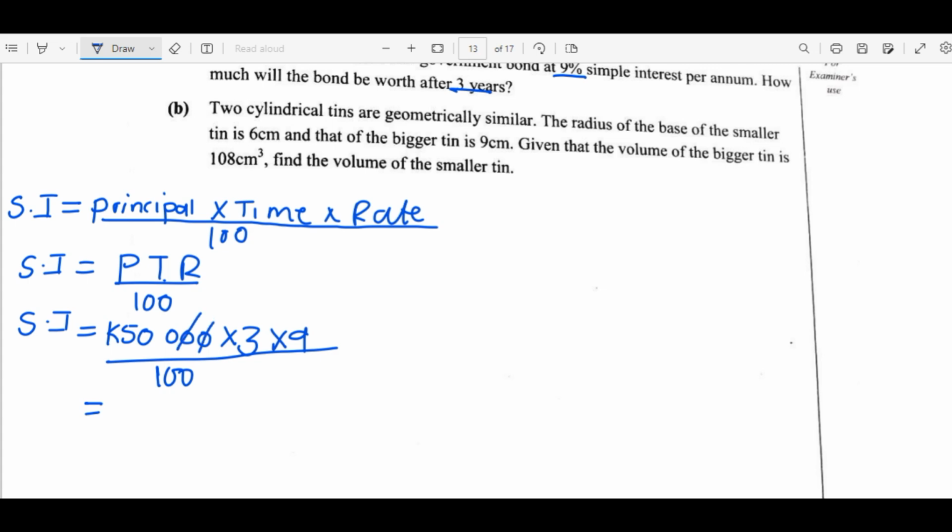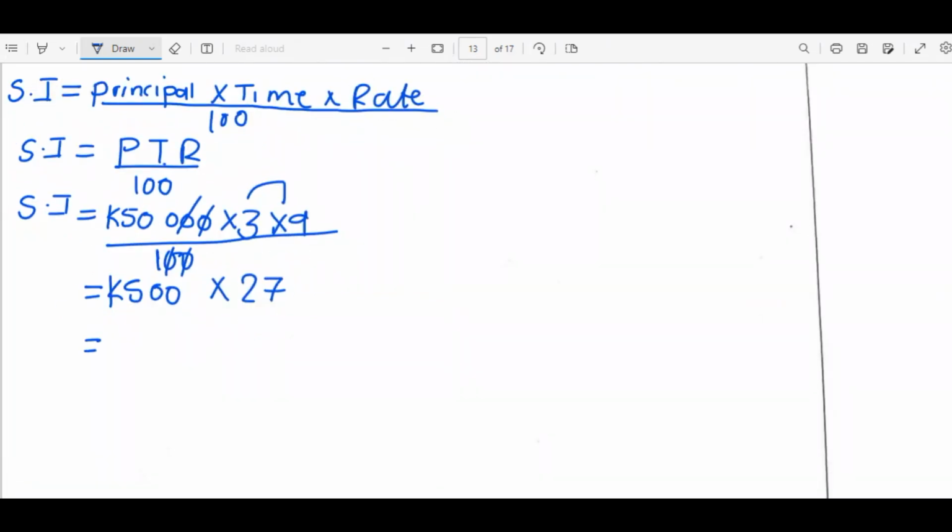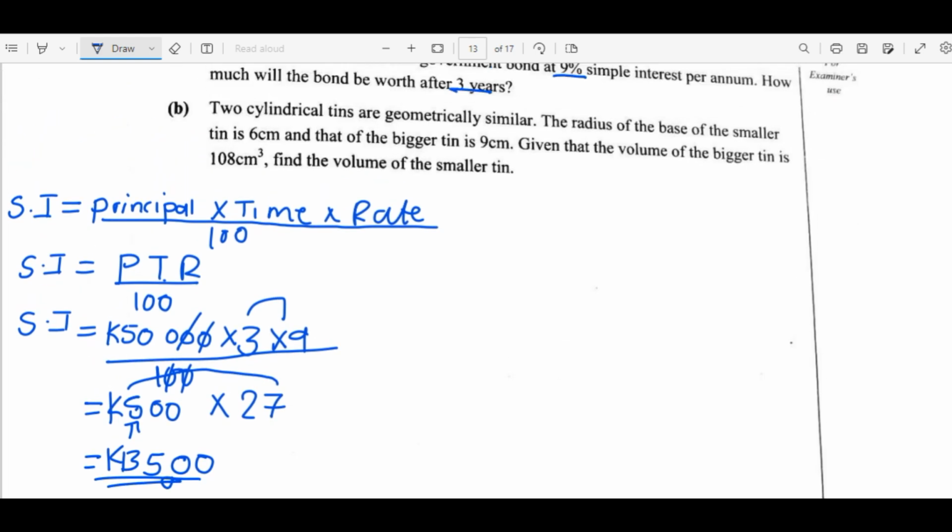Okay, we can cancel this. So we have 500 times 3 times 9 will give us 27. Now, how do you multiply numbers like this whenever you have 2 zeros at the end on the right side? So you can just write the zeros like this. Then if I remove the zeros, the number that I have is 5. So I'll say 5 times 7, 35. Carry 3. 5 times 2 is 10 plus 3, 13. So 13,500 was the simple interest that she got, depending on the amount of money that she invested.